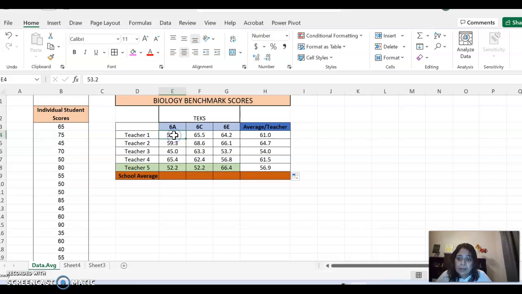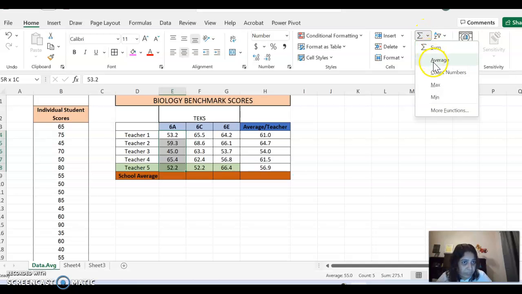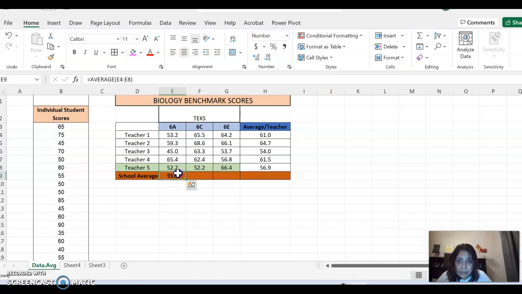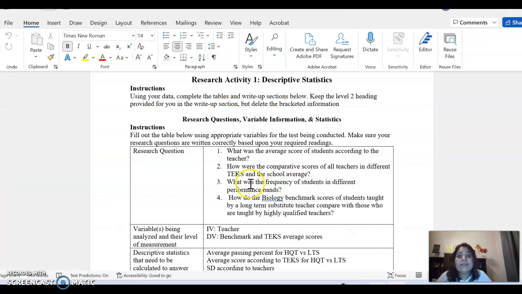Let us also calculate the average performance of TEKs across the entire biology team in the school. So 6A averaged at 55, whereas 6C was 62.4, 6E was 61.4. So TEK 6C had the greatest amount of success, whereas TEK 6A was the area where the students struggled the most. Moving on to research question 2.